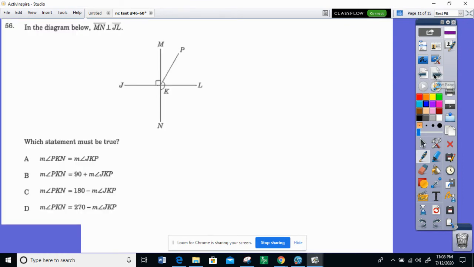Number 55 is not going to be covered on the final exam. You do not need to know anything about three-dimensional coordinates. So we're going to skip to number 56.